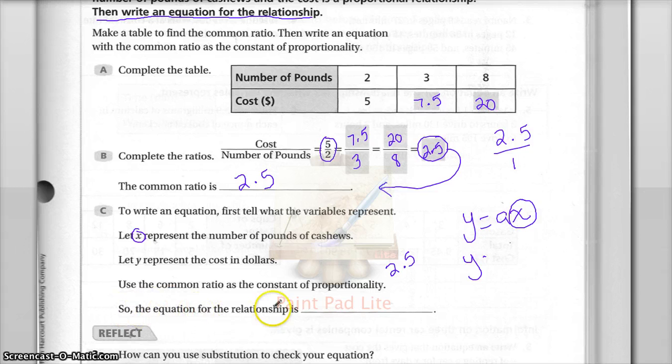So it says, the equation for the relationship is, and we know in the equation we're going to have y equals, and then what was our constant of proportionality? 2.5x. Now, in this chart, it tells us what some of our x's are. It gives us a 2, a 3, and an 8.